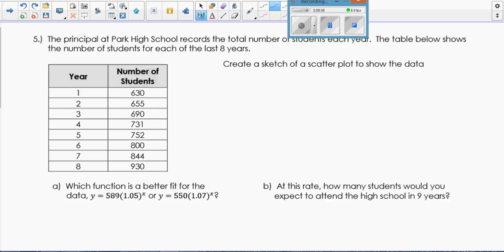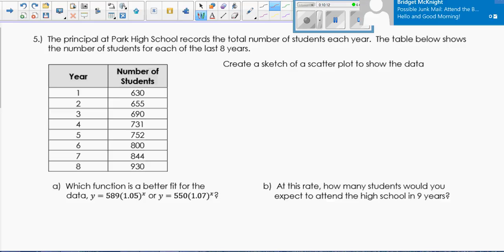This problem says that the principal at Park High School records the total number of students each year. The table below shows the number of students each year for the last 8 years. In year 1 there were 630 students, at year 2 655. So you can see that as time goes on, this number of students is increasing. The question is, is it increasing at a linear rate or an exponential rate?